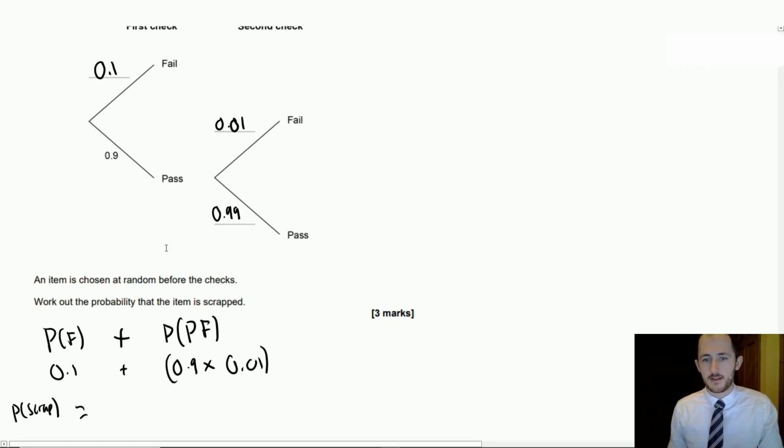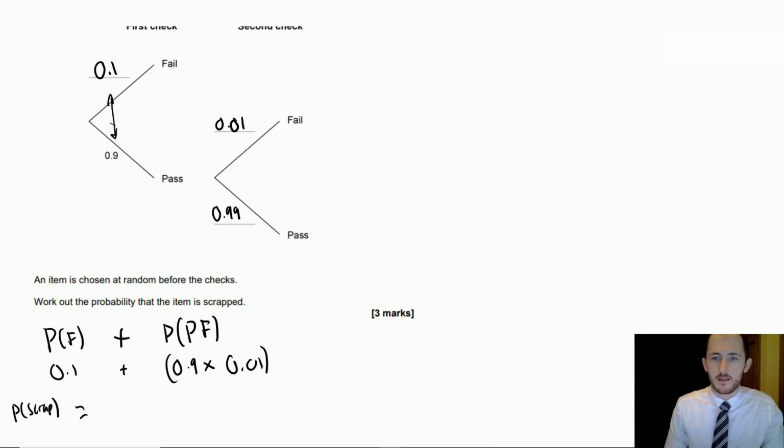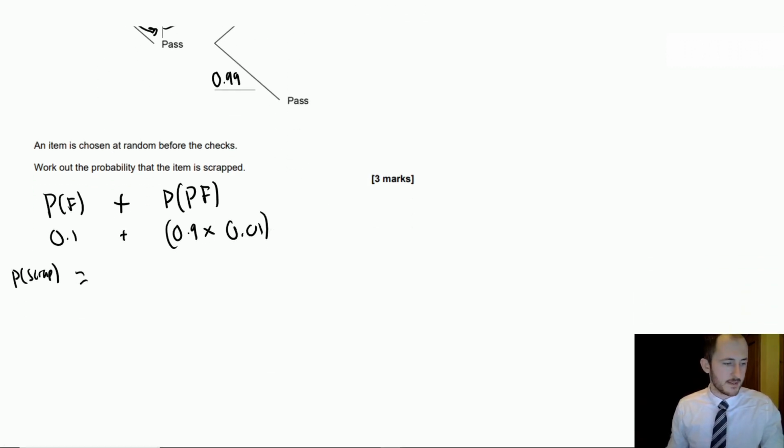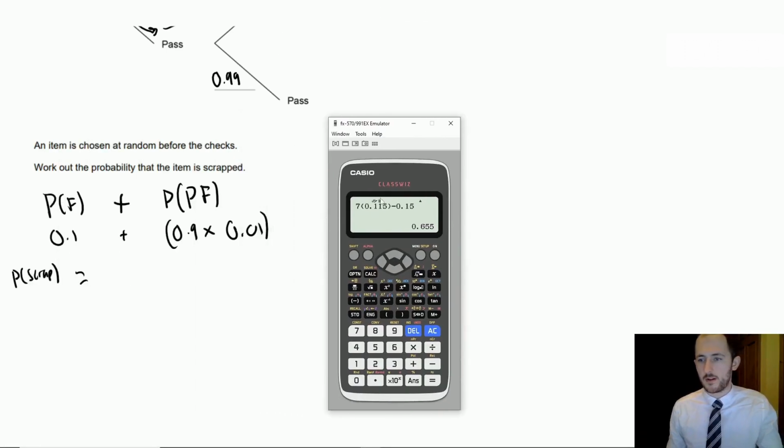Just to go through that again. I have the word or because I either fail or I pass then fail. So I add. But to do pass and fail, I say pass and fail, right? So I do the pass and I fail, so I multiply it. So in general, when you're going across branches, it needs to add to 1. When you're going along them, you need to times the probabilities together. So now we can put this into our calculator to actually work out what on earth our answer is.